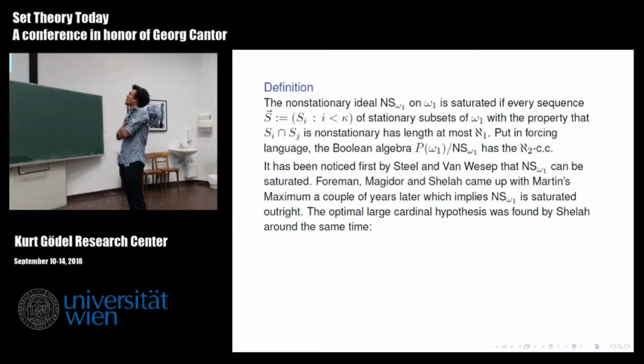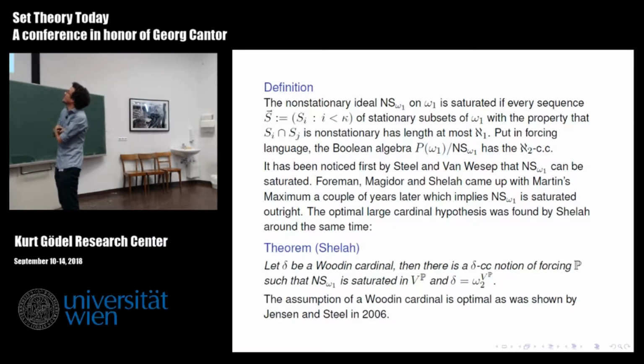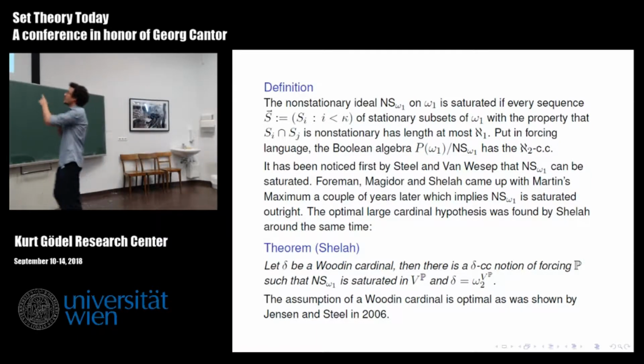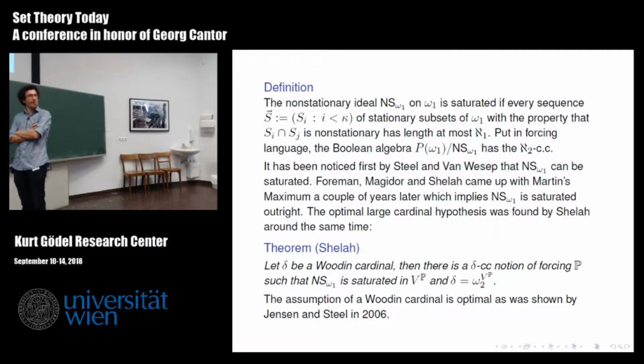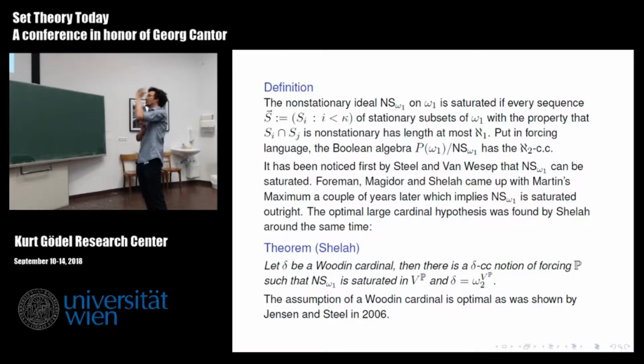So the optimal large cardinal hypothesis was found by Shelah around the same time. And the optimal large cardinal assumption is a Woodin cardinal. Let delta be a Woodin cardinal, then there is a delta-c.c. notion of forcing called P, such that the non-stationary ideal in the generic extension will be saturated, and the Woodin cardinal will be collapsed to aleph 2. And that the large cardinal assumption of a Woodin is optimal was later proved by Jensen and Steel.